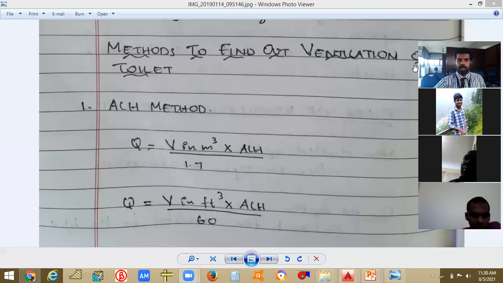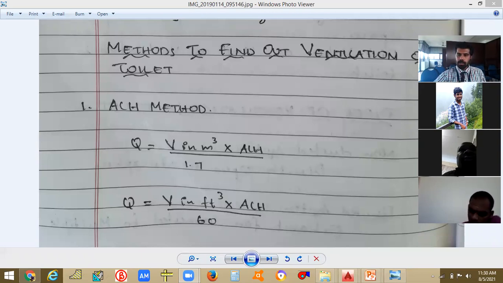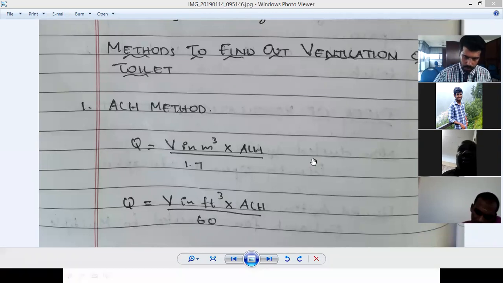That is how we find the ventilation of a toilet. The first one is the ACH method. ACH means air change per hour. So this is the formula. You can use any of the two formulas, okay? The answer you will be getting is in CFM only.